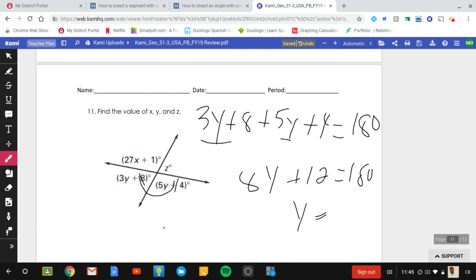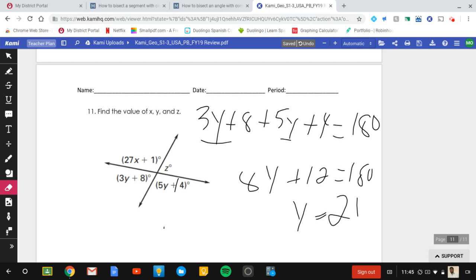And if I'm not mistaken, y is gonna be, let's see, okay, so we have 180 minus 12 divided by 8. Y is gonna be 21 here. Once you get y to be 21, then it's a domino effect. Finding the other should be easy.